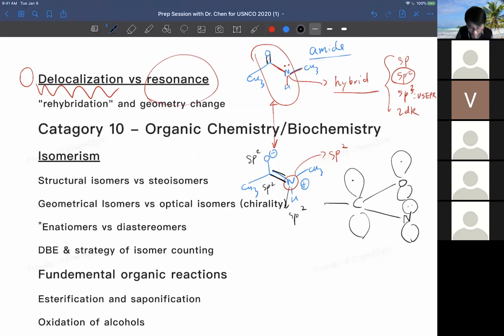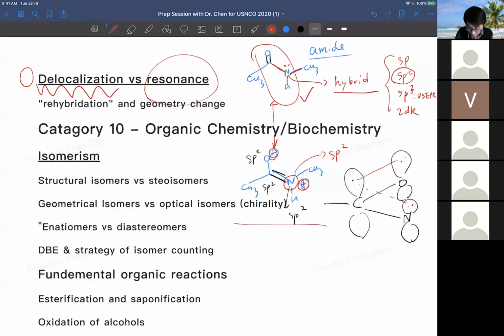So now, as you can see, if you say here is a double bond, which is the pi bond, you are representing the first resonance. If you say here there is a double bond, you are representing the second resonance structure. But you may need to move one electron to here. So this is why you have a plus on the nitrogen and a negative on the oxygen.